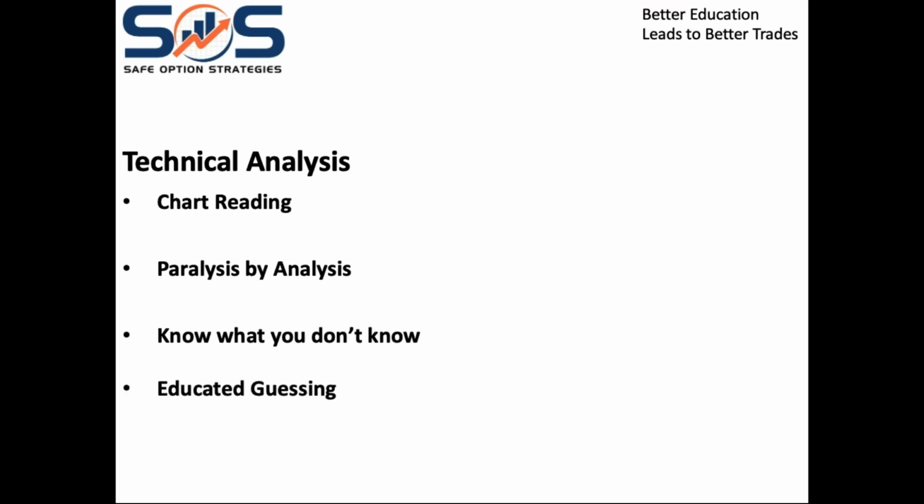History is never a guarantee of what will happen in the future, but history is sometimes the best thing to help us make educated guesses. In our technical analysis class, we'll talk about chart reading. We'll talk about overloading the circuits, paralysis by analysis. We're going to talk about what things we know and what things we don't know. And I will focus on the fact that every single trade we place, every decision we make in the market is an educated guess. We want our guesses to be as educated as possible.